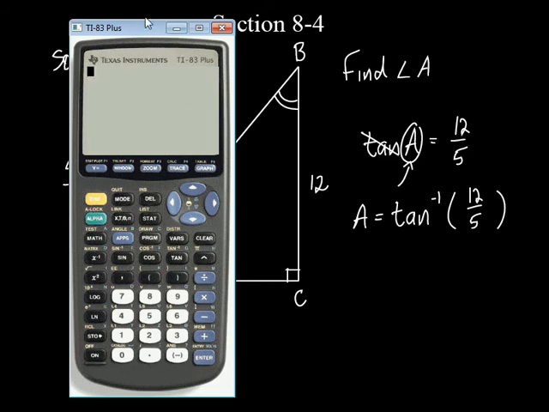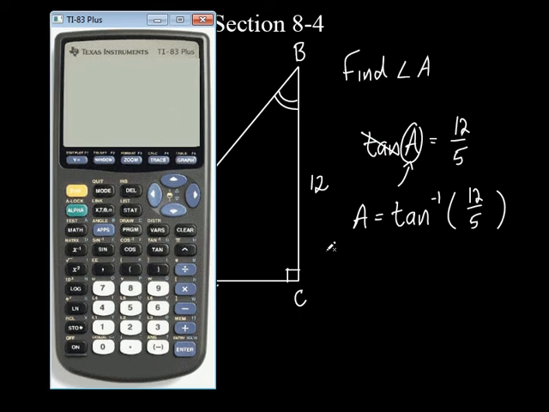Now, I only have this on my little program here. I could never find a TI 30XA. I don't think they make one for the computer, but let's just do this. So what I'm going to do is I'm going to hit second function tangent. See what it does? When I hit second function tangent, it automatically makes it to the negative first. Do you understand why I think it's important? Yeah. Of what? 12 over 5.